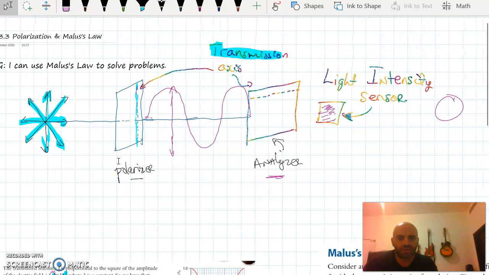Okay, so the aim of this is to understand how polarization works, first understand how polarization works, and then understand how Malus's law relates to it, and how we would use Malus's law to solve some problems.